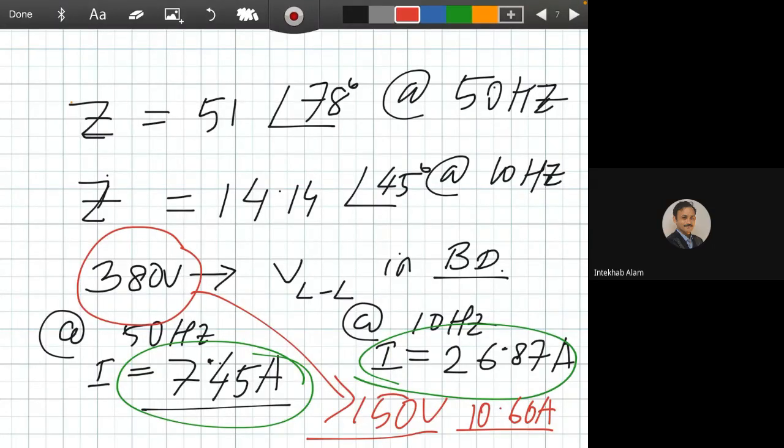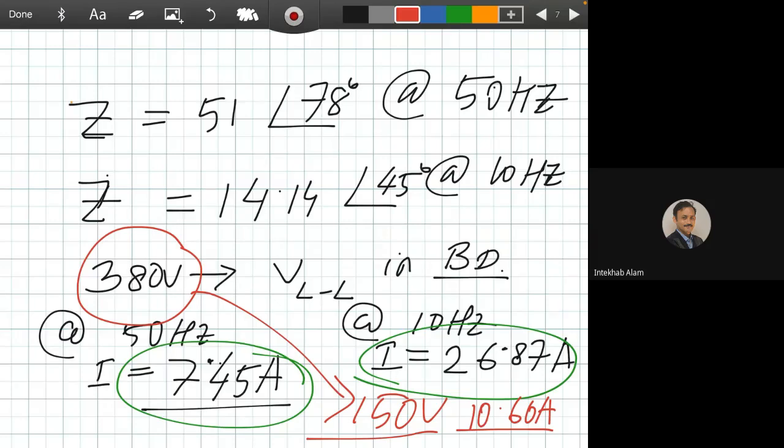It's almost 2.5 times lower. Okay. And only just 1.2 times higher than the rated current. So it is an acceptable situation. Do you agree? 7.45 and 10.6.